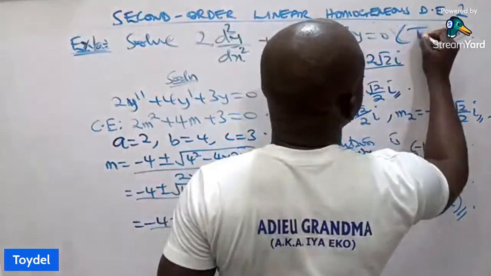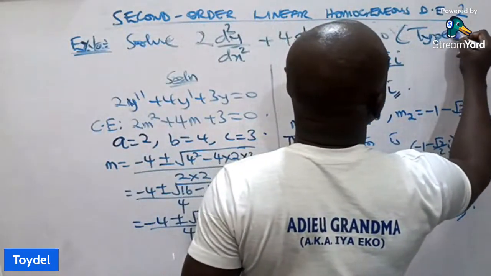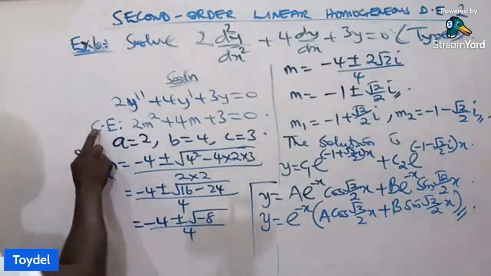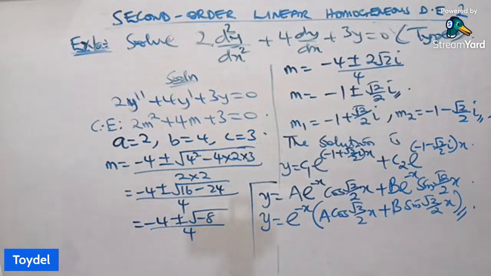So under type 3, the roots of the characteristic equation or auxiliary equation will be complex. And when it is complex, this is how to resolve everything.